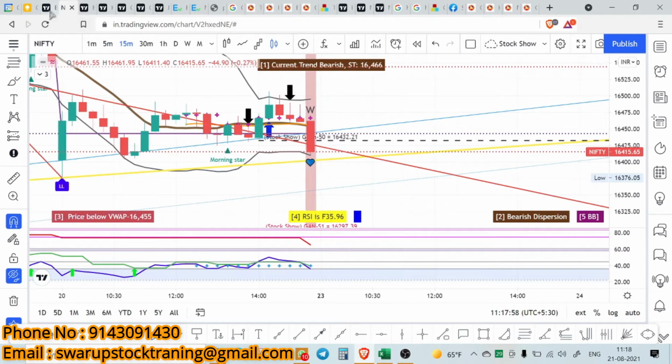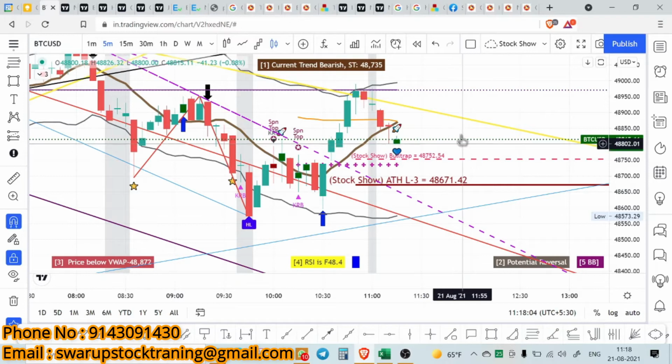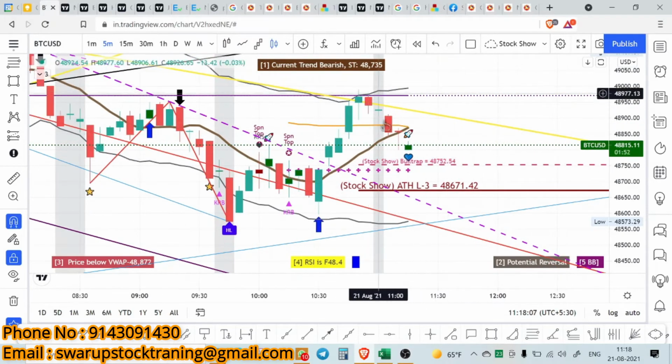It is a very important level that it goes. You look at BTC USD, this is in the current day market. You have a vertical bar, so therefore you will have a big movement.